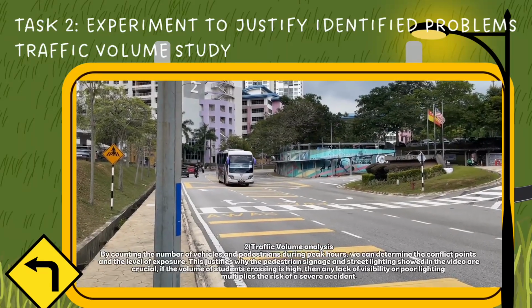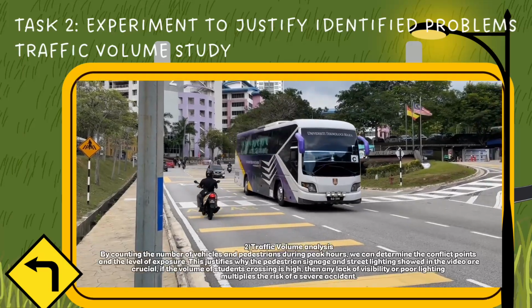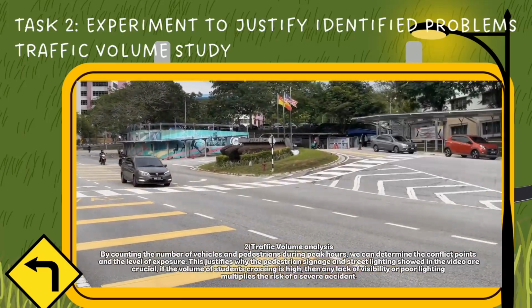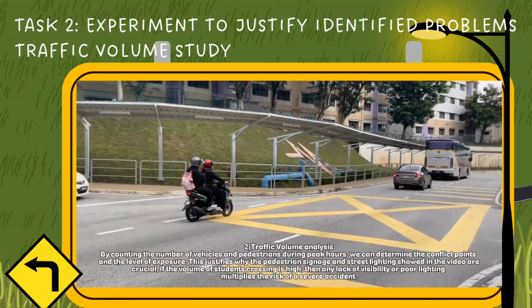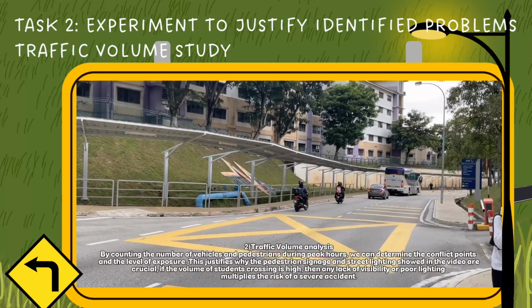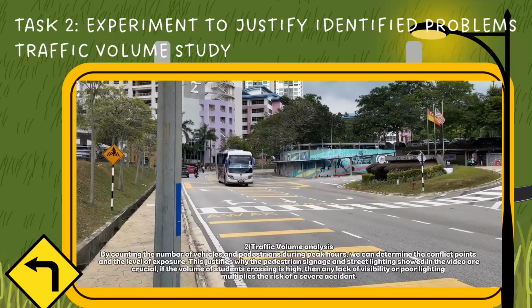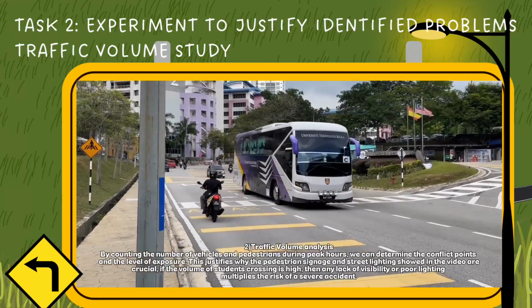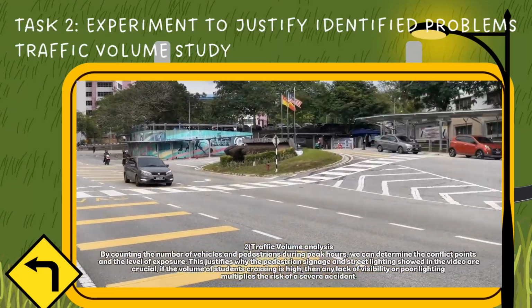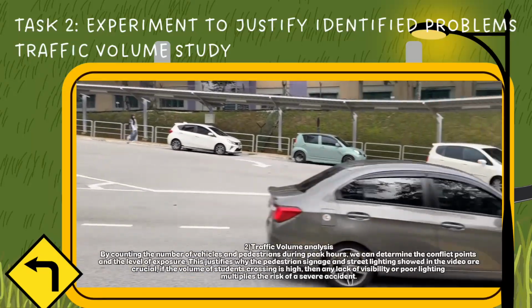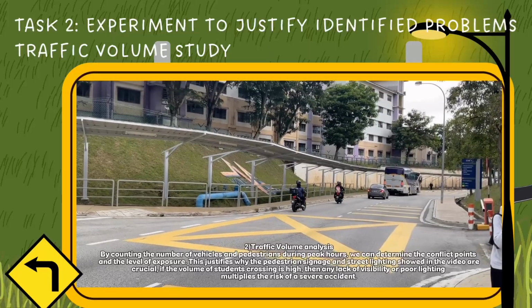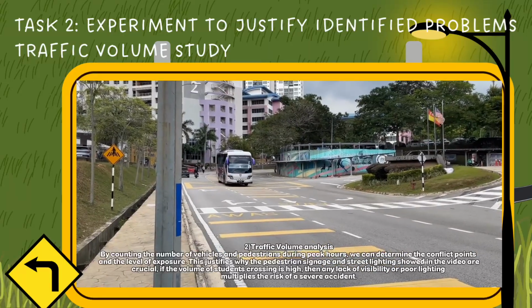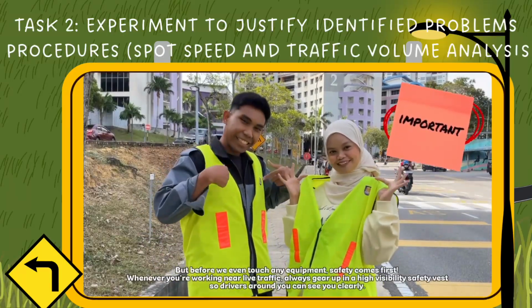Second, traffic volume analysis. By counting the number of vehicles and pedestrians during peak hours, we can determine the conflict points and the level of exposure. This justifies why the pedestrian signage and street lighting shown in the video are crucial. If the volume of students crossing is high, then any lack of visibility or poor lighting multiplies the risk of accidents. But before we even touch any equipment, safety comes first.